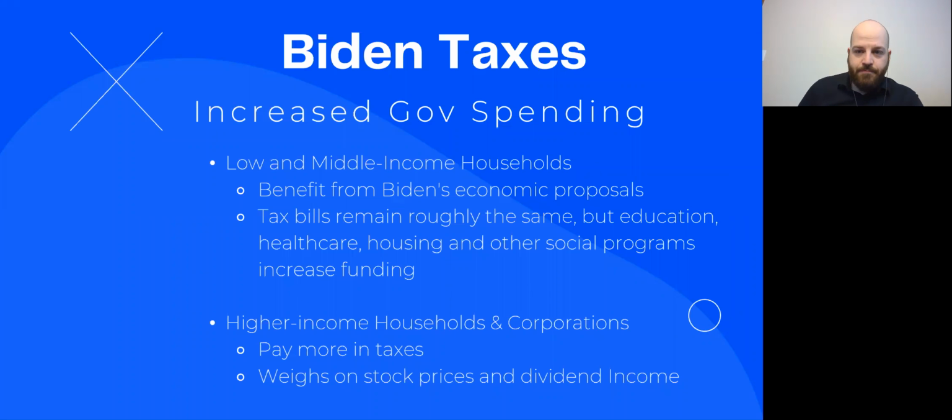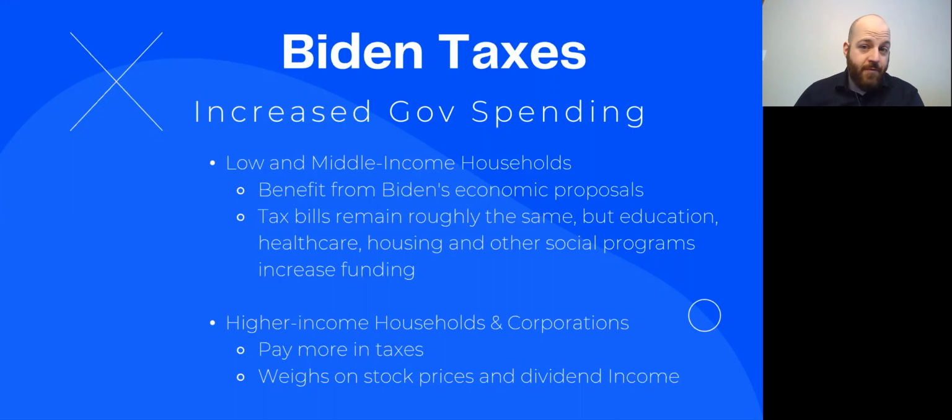The Biden tax plan. So very, very briefly, this is the proposed plan again. So I want to make a distinction there. We're seeing we need to finance increased government spending. That's the whole impetus behind the tax program, right? So the goal here is that low and middle income households benefit from Biden's economic proposals. That is, their tax bills remain roughly the same, but education, healthcare, housing, and other social programs get increased funding from the increased revenue that is then generated from higher income households and corporations. So those would be the two groups that would potentially pay more in taxes.